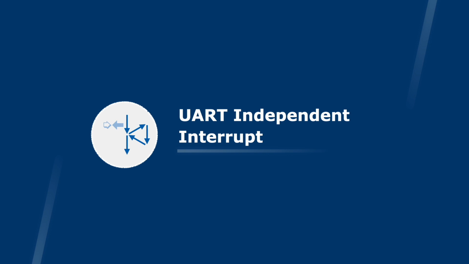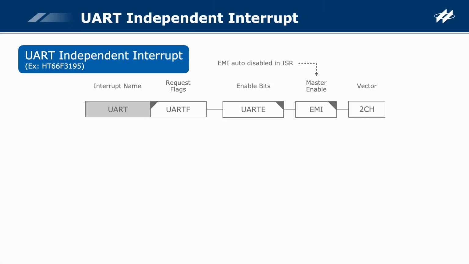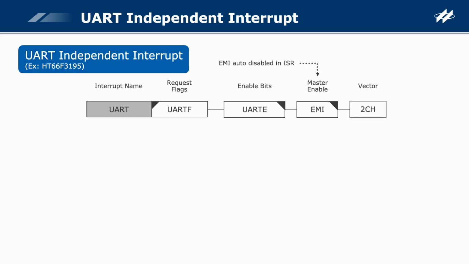UART independent interrupt. According to the datasheet, the UART interrupt is an independent interrupt. So what conditions will trigger a UART interrupt?